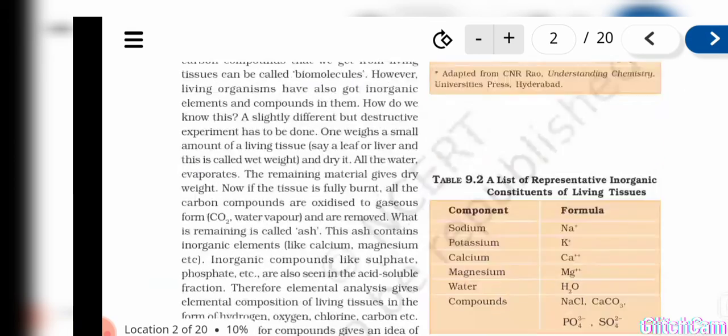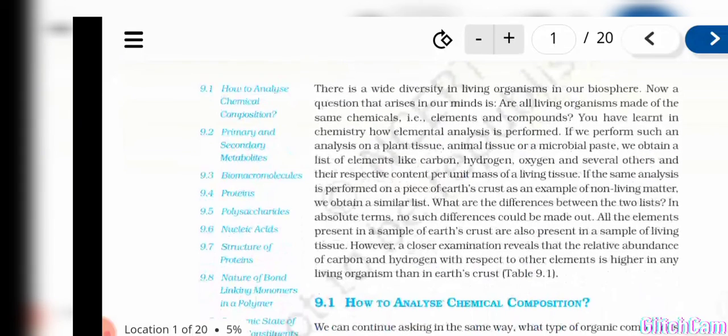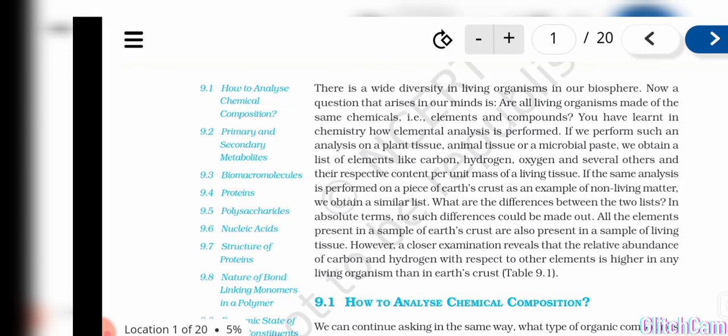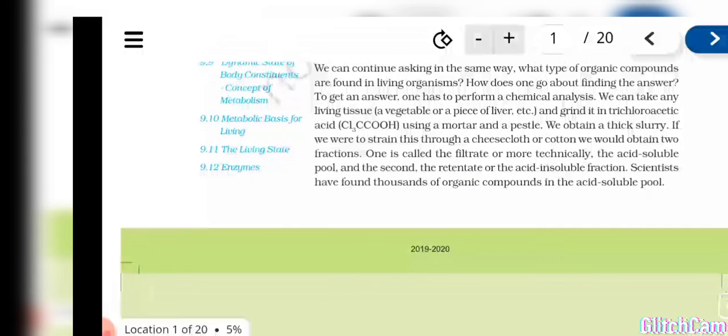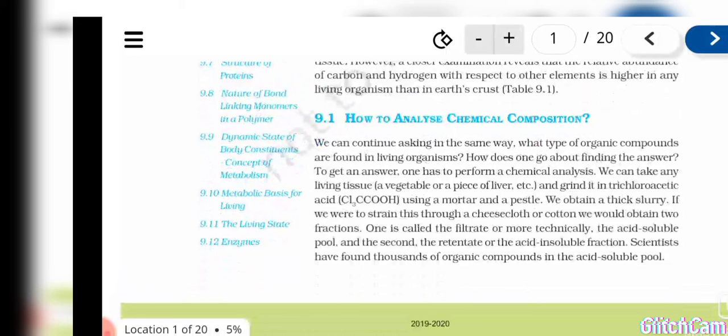So what we learned today is about biomolecules. What are biomolecules? The molecules which make up the body of living organisms, or which contain carbon and its compounds, are known as biomolecules. So how will we analyze the biomolecules? By grinding the animal or plant tissue in trichloroacetic acid using a mortar and pestle. Then we have to filter it. And when we filter, we'll get two fractions: acid soluble fractions and acid insoluble fractions.